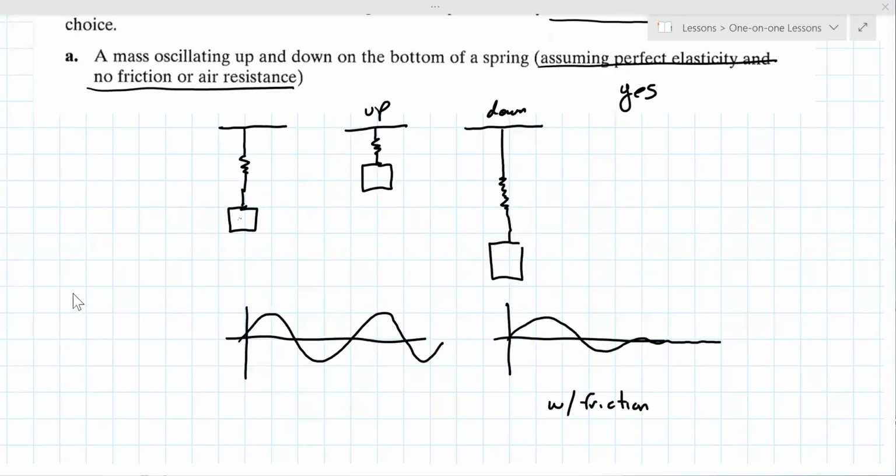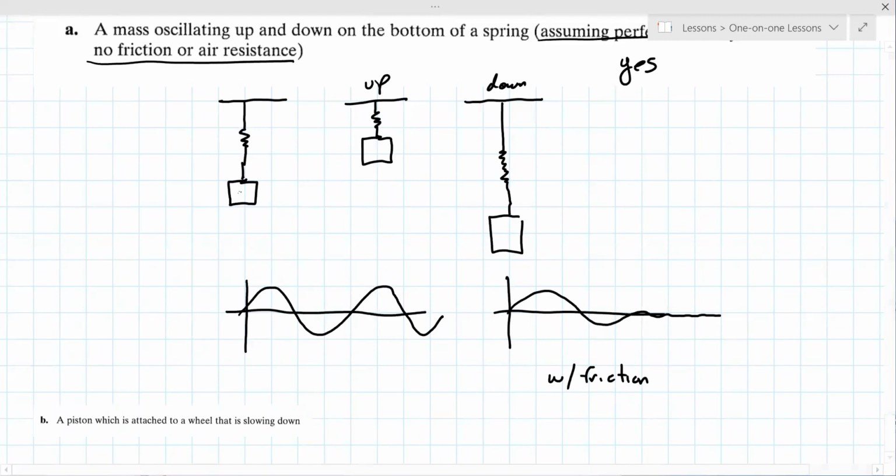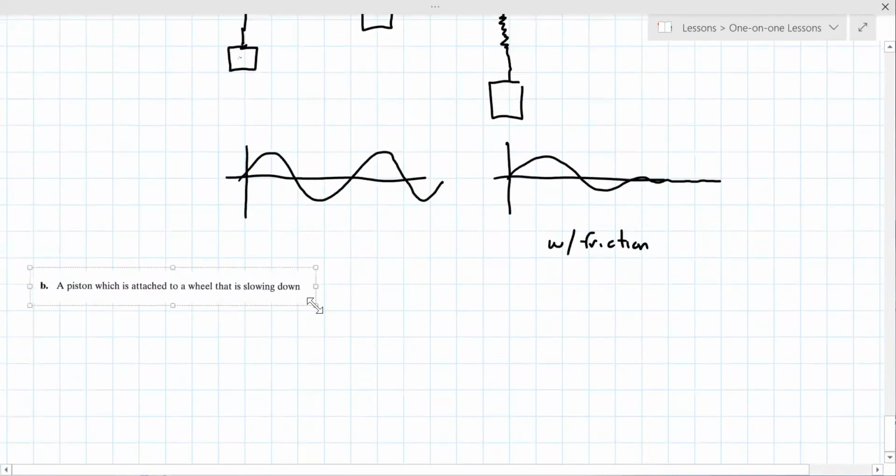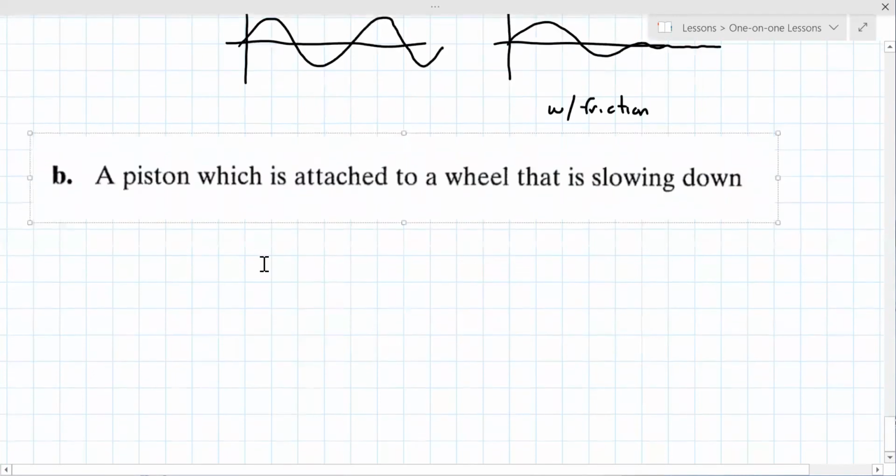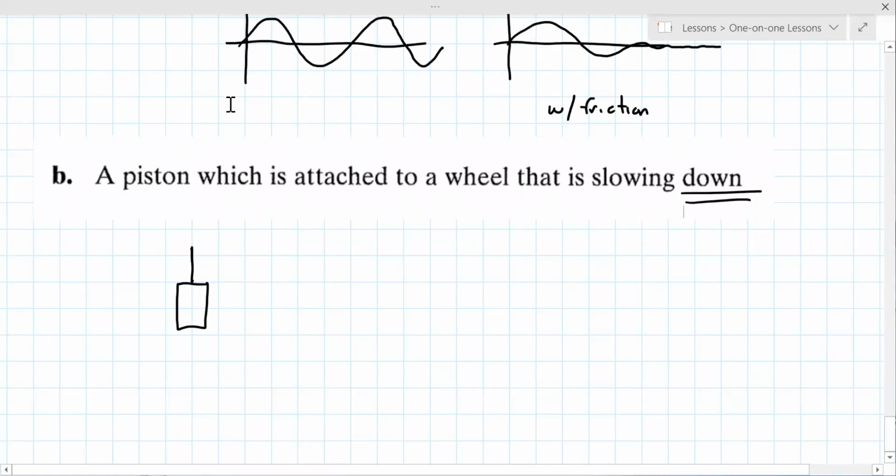All right, so let's look at the next question here. It says a piston, which is attached to a wheel that is slowing down. So maybe this isn't clear, but a piston is kind of just like a spring. It moves up and down. But if you're slowing down, that means that it's not moving up and down as much. So the piston moves up, and then the piston moves down.